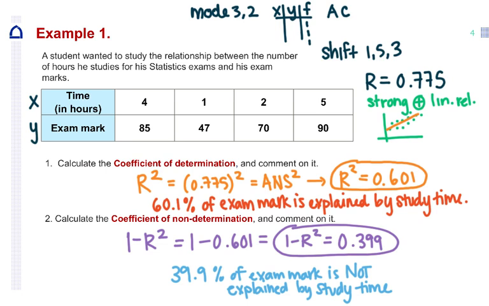And that makes sense because study time is a big factor in how you score on exams, but it's not the only factor. Attendance is also a factor. Maybe your intelligence is a factor. Maybe how much homework you did. There are other things in addition to study time that also will affect your exam mark.